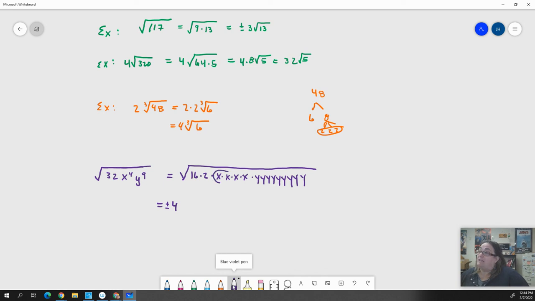But I have 2 sets of x. I have x and then another x that I can pull out. So I can pull out x squared. Here I have 1, 2, 3, 4 pairs of y. So I have y to the fourth. And then anything that's left goes under, right? We pulled that out. So we've got 2. We don't have any x's left, but we have 1 y left, right? And that's how we're going to solve things like that. But you don't have to write it out that way.